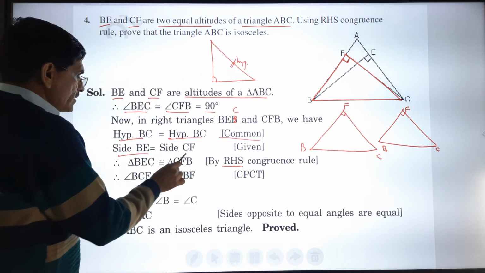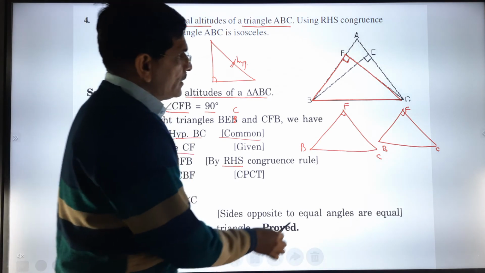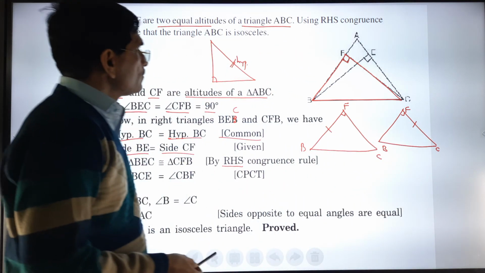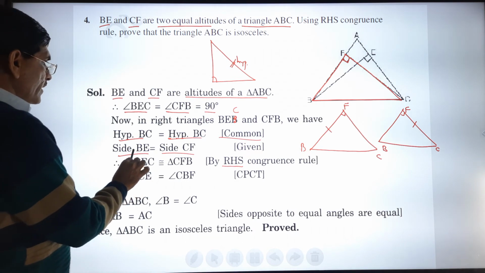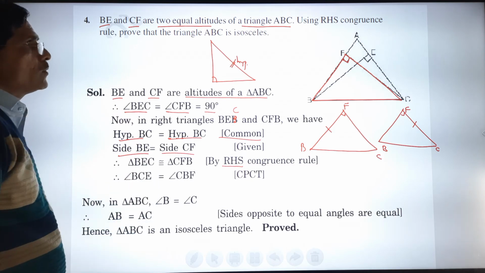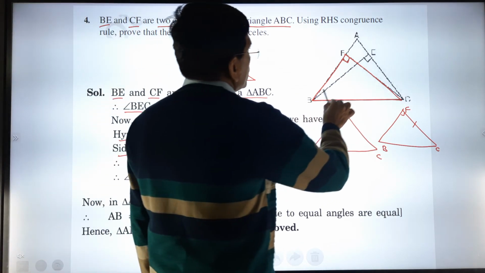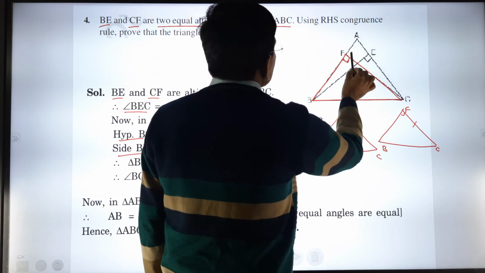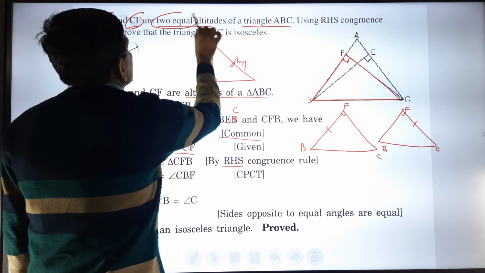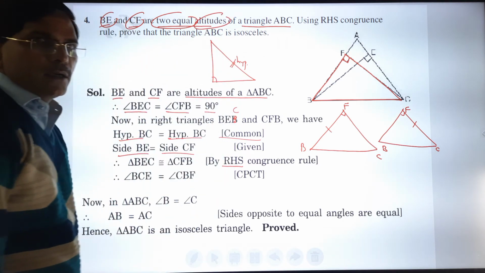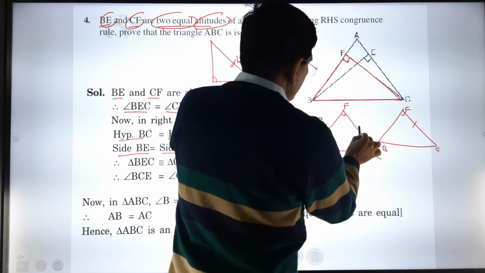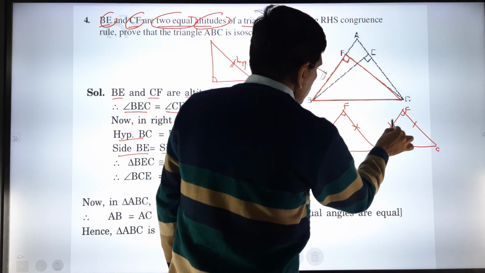And side BE is equal to side CF. That is given. Again, side BE is equal to CF. Why? Because BE and CF are altitudes, and altitudes are equal. So that way we can cross it.